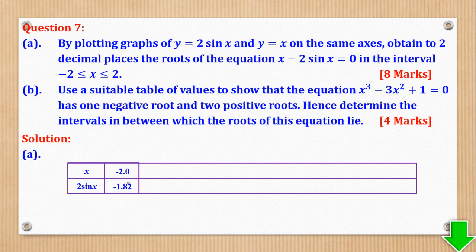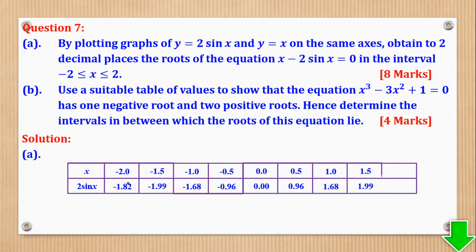When x is negative 1.5, y will be that. When it's negative 1, we shall get that. When it is negative 0.5, when it is 0, when it is 0.5, when it is 1, when it is 1.5, and lastly when it is 2, you get that. So those are the values we shall plot.